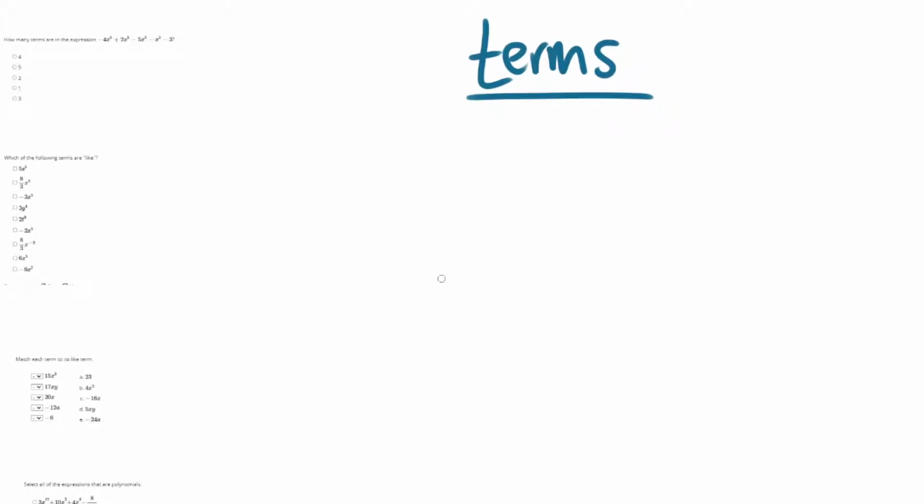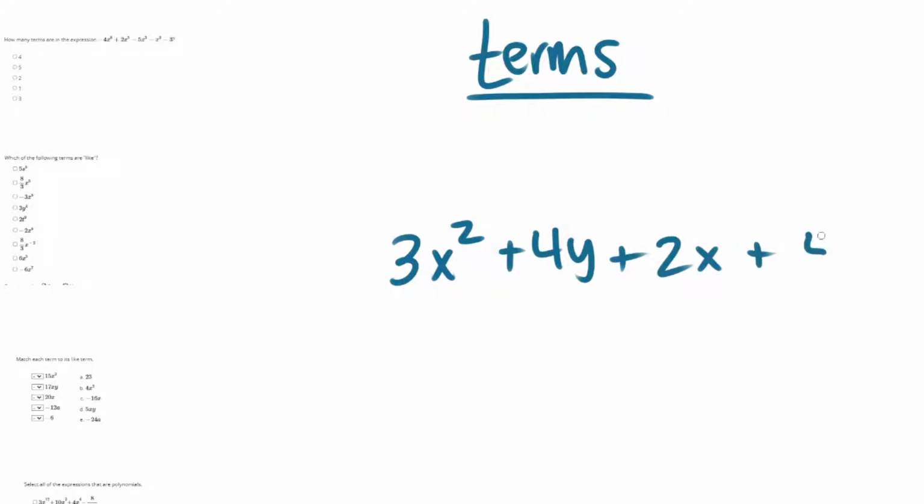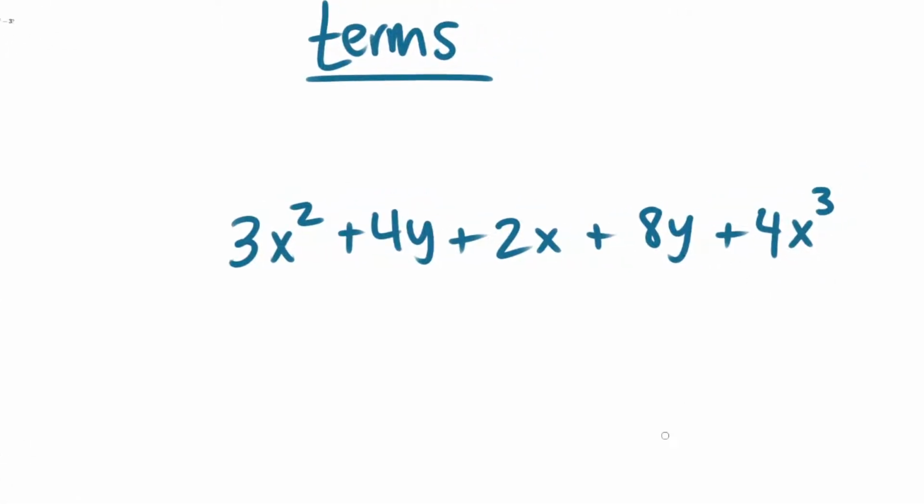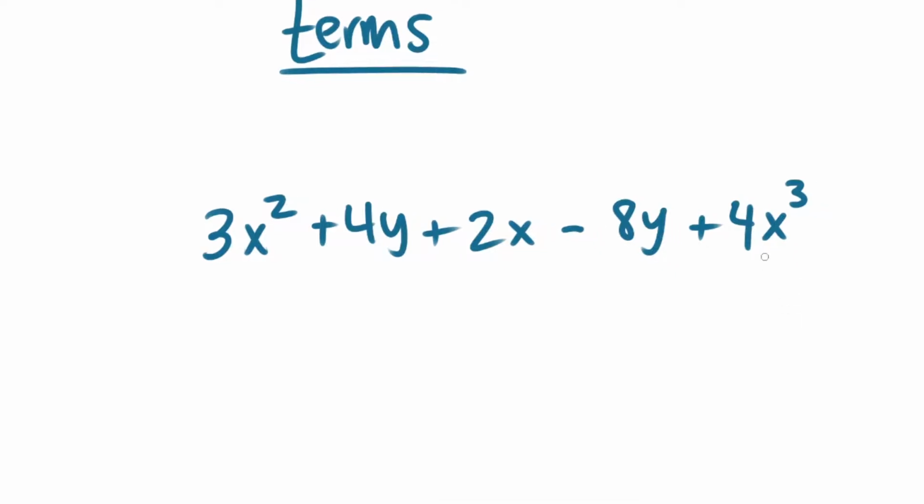When we're talking about terms in math, say you have a polynomial like 3x squared plus 4y plus 2x plus 8y plus 4x cubed. Say we have this. Terms are separated by addition or subtraction. We'll change this to a subtraction to make things easier. Terms are separated by addition or subtraction, and they also have the same variable with the same exponent.